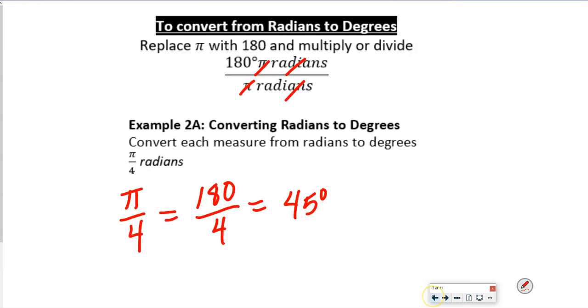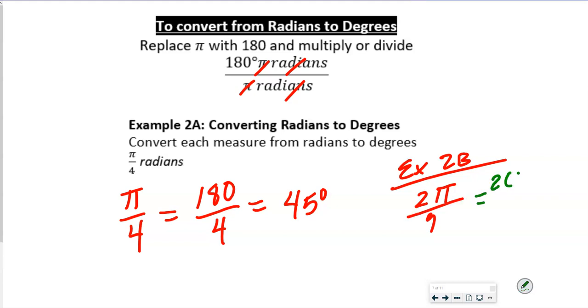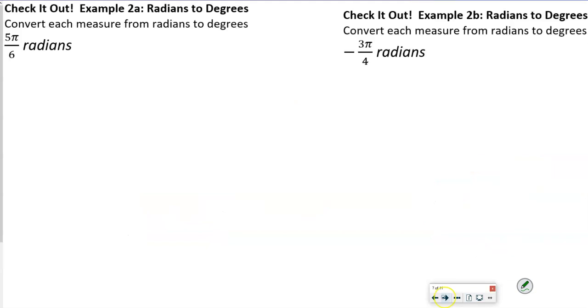So, example 2b, I guess I skipped. So I'm going to do it here. Example 2b was 2 pi over 9. Okay, so what are we going to do? Again, we're going to multiply 2 times 180, divide that by 9. So that's going to be 360 divided by 9, which is, guess what, 40 degrees, okay?